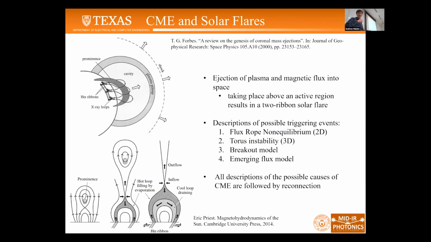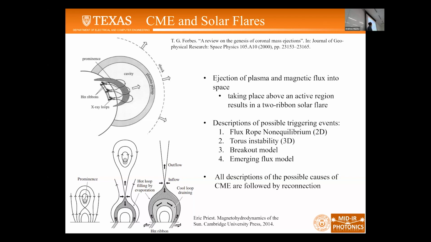Okay. And then finally, I'm going to talk about the CME and solar flares. Coronal mass ejection is what it sounds like. It's the ejection of plasma and magnetic flux into space. There are various ways to describe it, four of which are listed here. The first and the second are just 2D and 3D versions of the same phenomena, which are the eventual instability of these erupting structures leading to recombination. The breakout model is just a numerical model. The emerging flux model is used for modeling very small events.